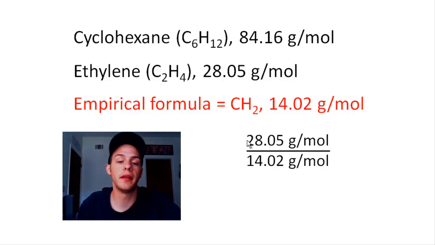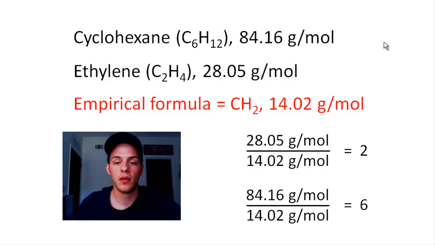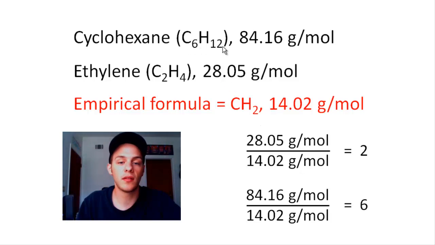So I'm going to start with ethylene. We'll take our molar mass of ethylene, 28.05 grams per mole, divided by our empirical formula molar mass, 14.02 grams per mole, and that gives us a solid 2. Let's do the same thing with cyclohexane, 84.16 grams per mole divided by that 14.02 grams per mole, and that gives us 6, which makes sense because if we take that CH2, multiply it by 6, we'll get C6H12.